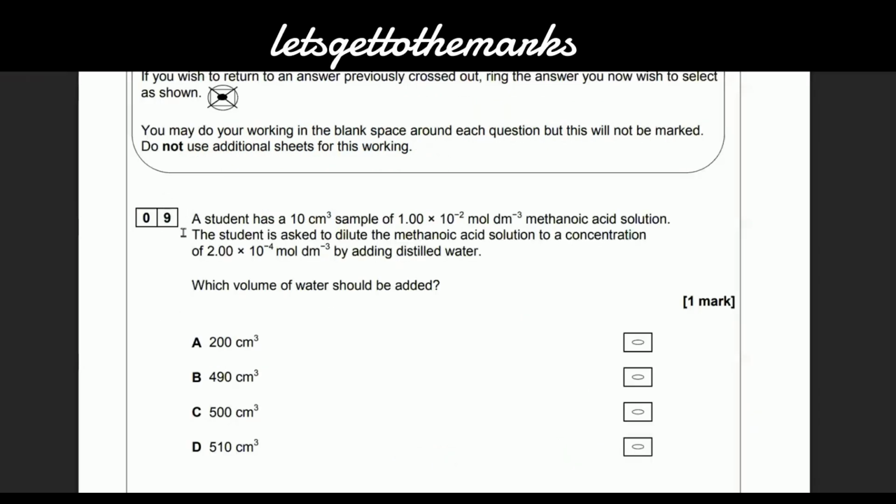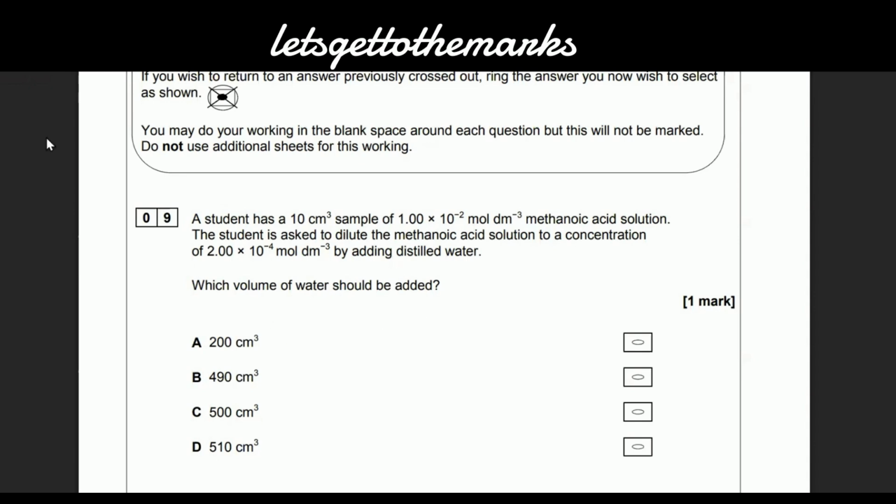Okay, let's get into this question 9. A student has a 10 cm³ sample of 1 × 10^-2 mol/dm³ methanoic acid solution. The student is asked to dilute the methanoic acid solution to a concentration of 2 × 10^-4 mol/dm³ by adding distilled water. Which volume of water should be added?